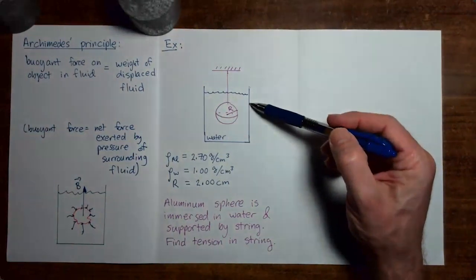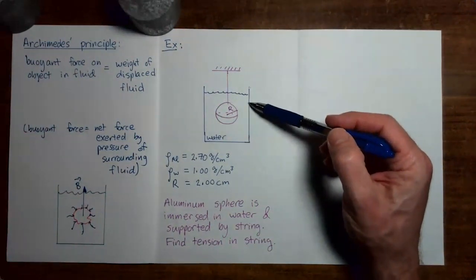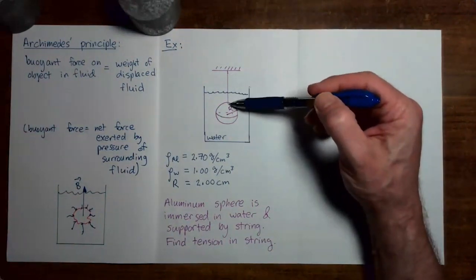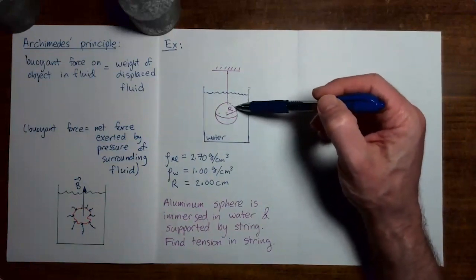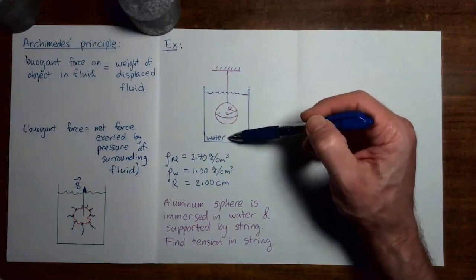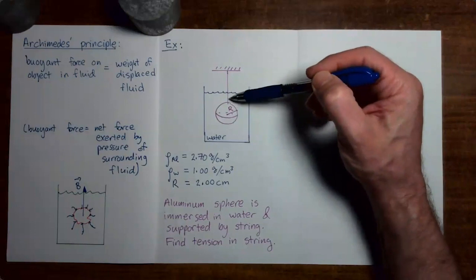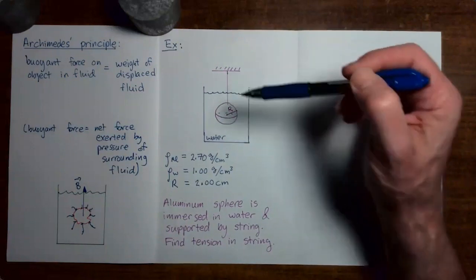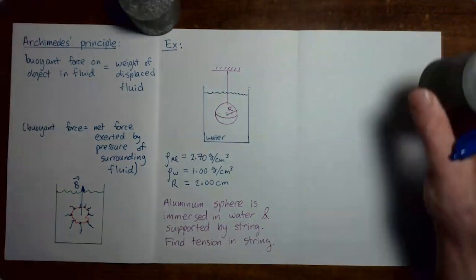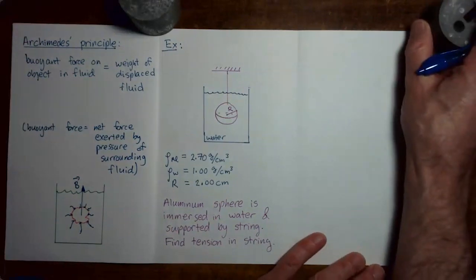So over here, I have the example problem set up. I have an aluminum sphere, which is immersed in water. Aluminum is more dense than water, so to keep the aluminum from sinking to the bottom of the water container, we also have a string which connects the aluminum sphere to the ceiling here. We would like to figure out the tension in the string.